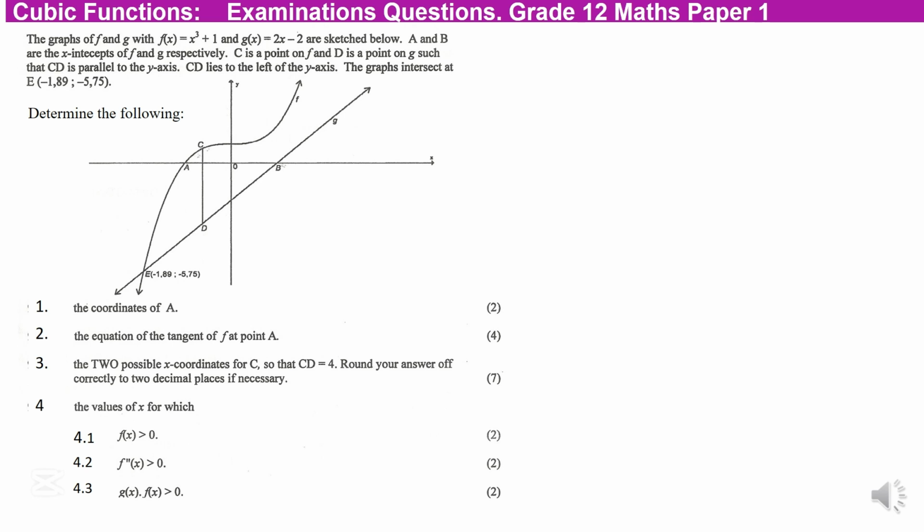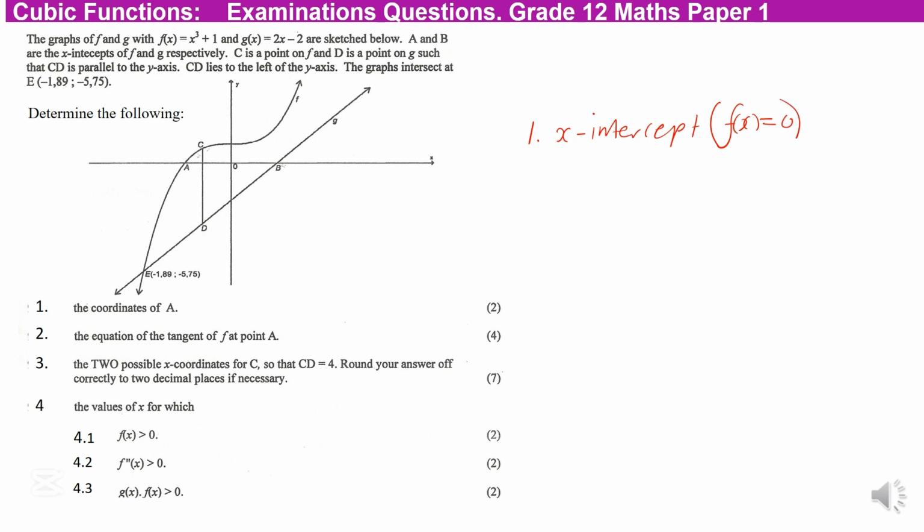Determine the following. We want to find the coordinates of point A. Before we answer the questions, what are the general ideas that we must have for us to be able to get this right? So question number 1, we notice that point A is the x-intercept of the function. And for you to find the x-intercept, you must equate f of x to 0 and solve for x. This will give us the answer for number 1.